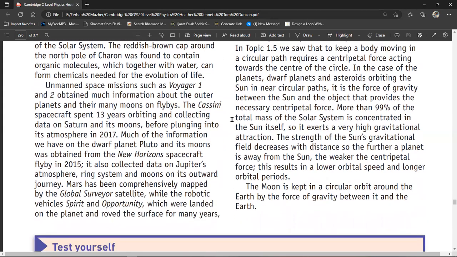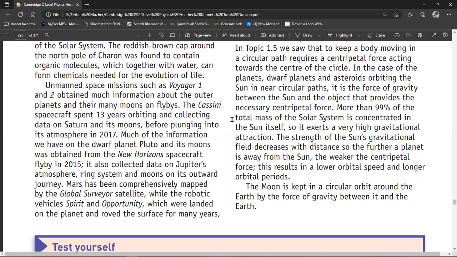Unmanned space missions such as Voyager 1 and 2 obtained much information about the outer planets and their many moons on flybys. The Cassini spacecraft spent 13 years orbiting and collecting data on Saturn and its moons before plunging into its atmosphere in 2017. Much of the information we have on the dwarf planet Pluto and its moons was obtained from the New Horizons spacecraft flyby in 2015.